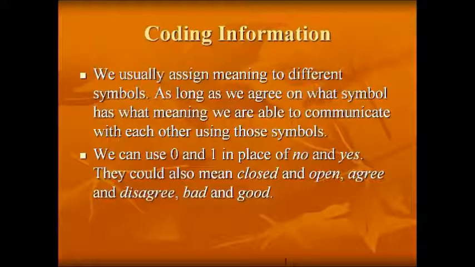Coding information. We usually assign meaning to different symbols. As long as we agree on what symbol has what meaning, we are able to communicate with each other using those symbols. We can use 0 and 1 in place of no and yes. We can use 0 and 1 for true or false, like the Boolean, okay? They could also mean close and open, agree and disagree, bad and good.